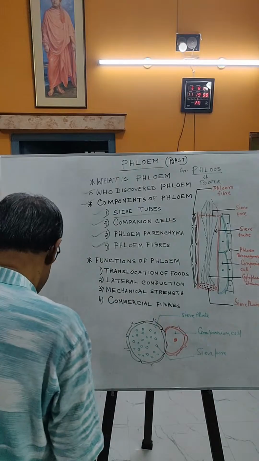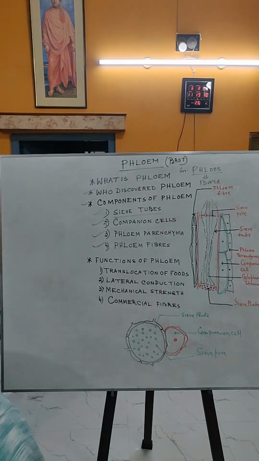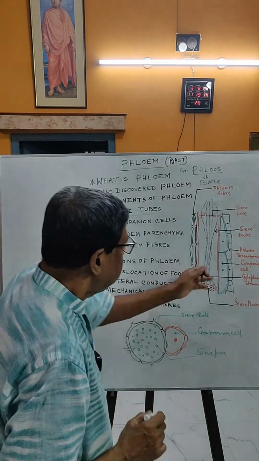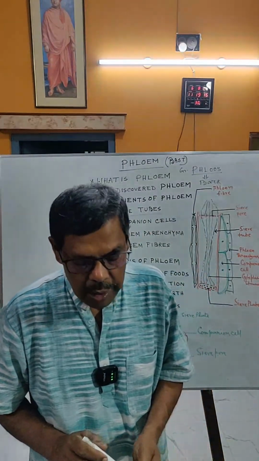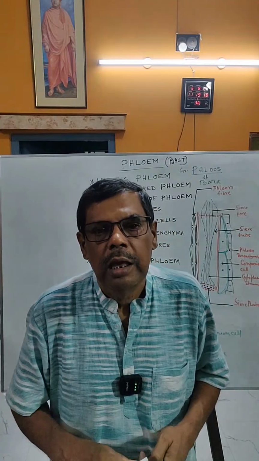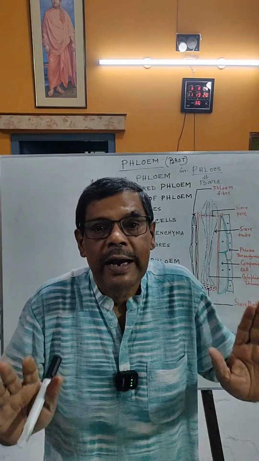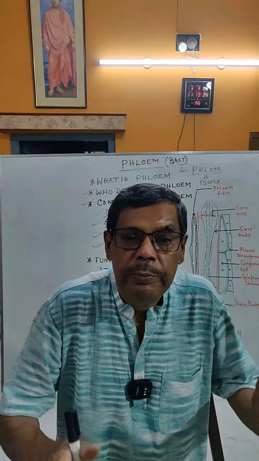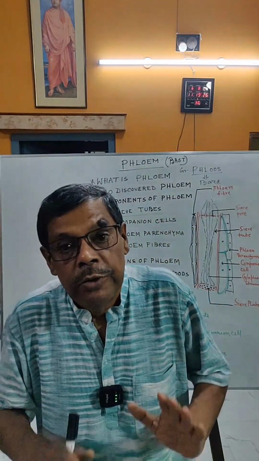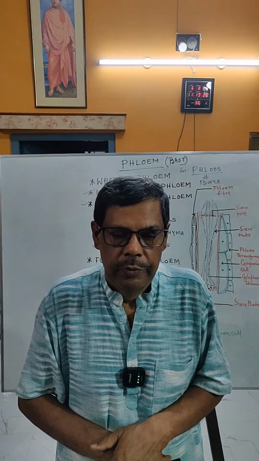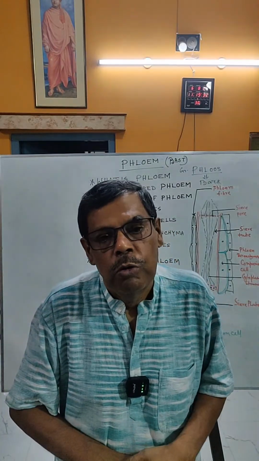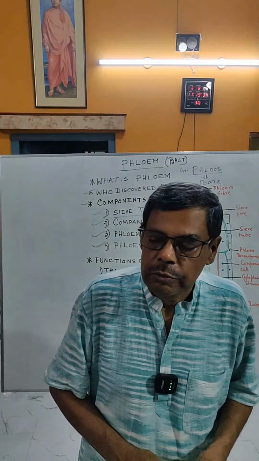Next, the second function is lateral conduction. Phloem parenchyma is involved in lateral conduction of food material from the sieve tube to the peripheral tissue slowly. Sometimes phloem parenchyma also stores food materials.